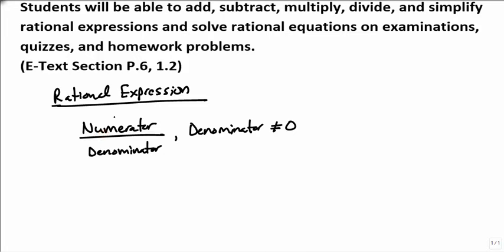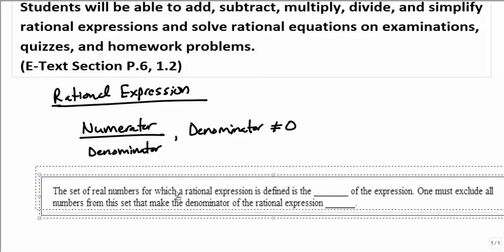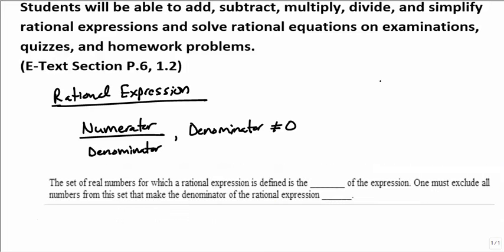A rational expression is defined for the entire set of real numbers, except where the denominator is 0. That's called its domain. Let's look at an example that you'll see in my math lab where it asks you to define a rational expression. For a rational expression, the set of all real numbers for which the rational expression is defined is called the domain. That means the values that I can input into the function that do not make it undefined. One must exclude the numbers from the set that make the denominator of the rational expression 0. Those are the numbers that we need to look out for. So again, here's our 0 value up here.